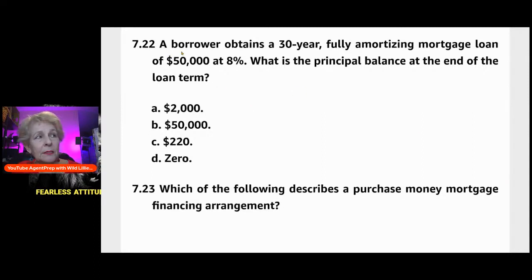So it says the loan of 50,000 at 8% interest is being amortized for 30 years. When it says amortized, that means they're paying principal and interest. It's not an interest-only loan. So by the end of 30 years, the loan will be 0.